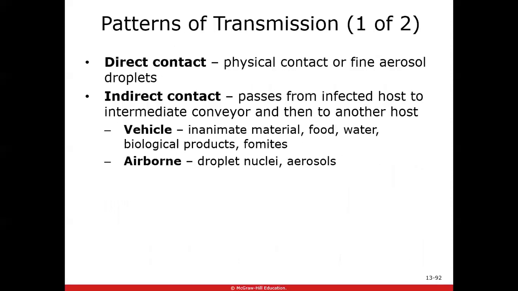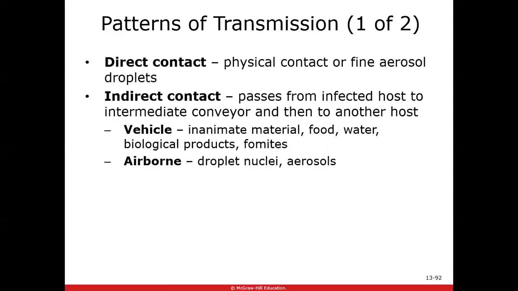So you can have patterns of transmission. You can have direct contact, so you have physical contact or fine aerosol direct droplets, or you can have indirect contact, so that it passes from infected host to an intermediate conveyor and then to another host. If we look at this coronavirus that we're dealing with right now, someone's infected, they wipe their nose, then they take the money out of their pocket, they hand their money to the cashier. So the cashier has the money, and they get the virus on their hand from the money, and then they give the money to another person.